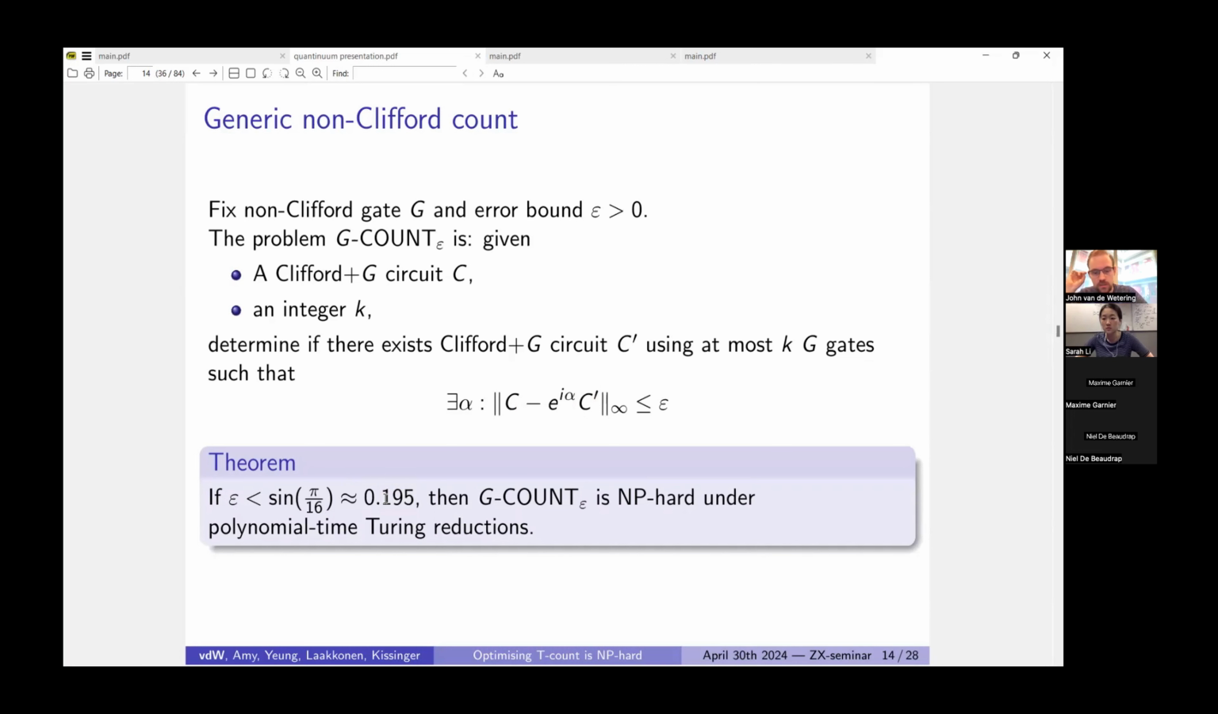And in fact, this works for G count, but this also works for depth. This is entirely the same argument. It also works if you have multiple types of non-Clifford gates and you have some complicated metric that depends on, like, some gates are cheaper than others. As long as all the Clifford gates are free and all the non-Clifford gates are not free, then this problem will remain NP hard.